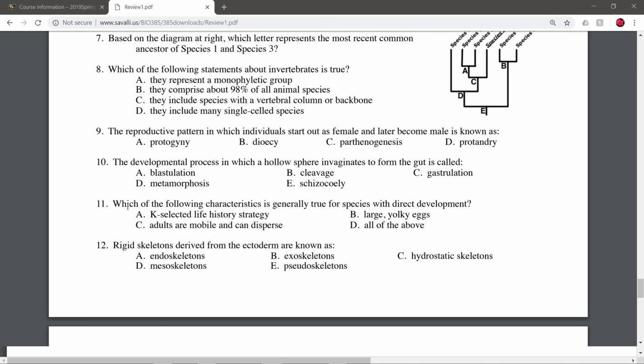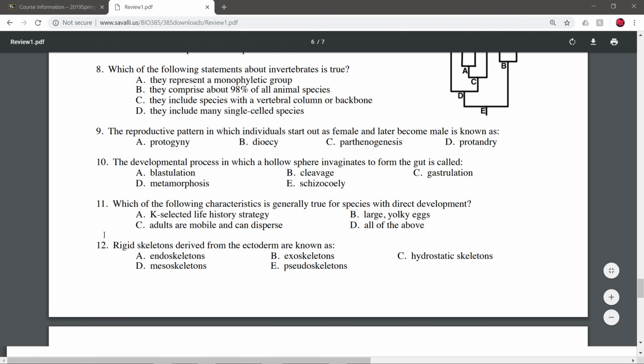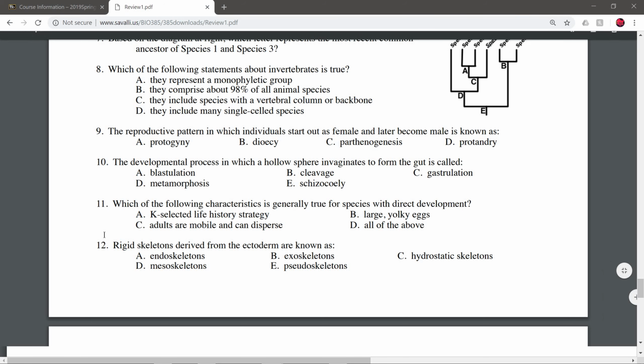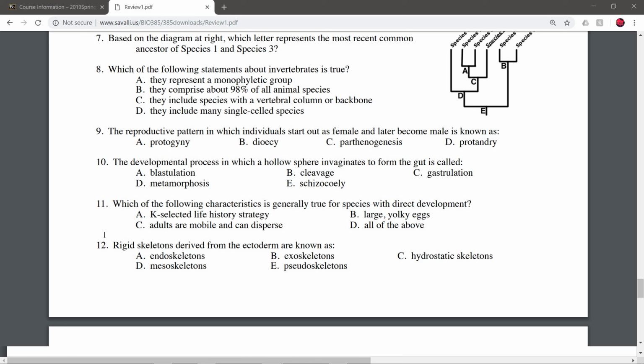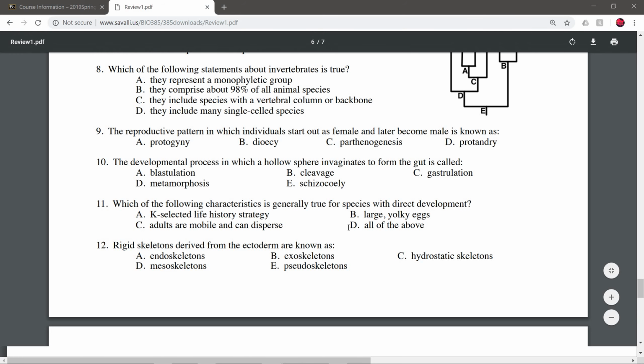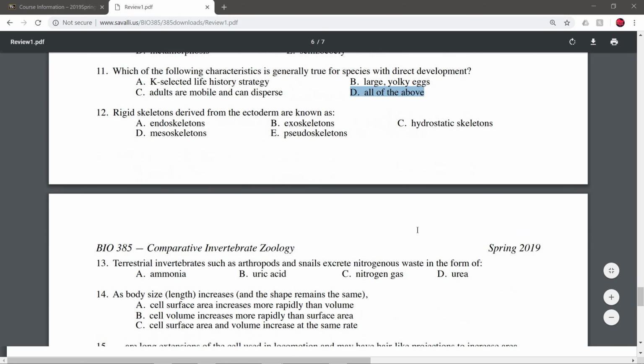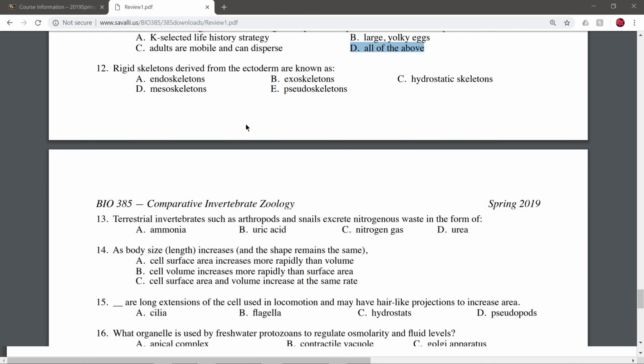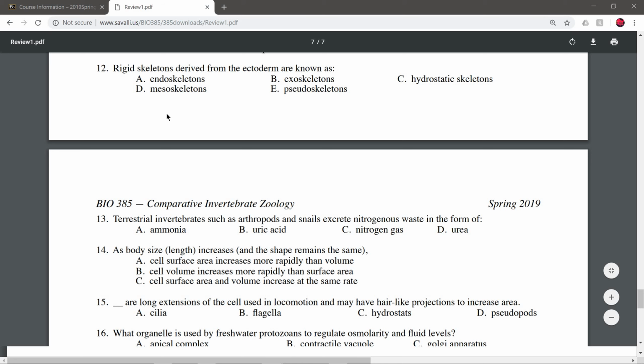Which of the following characteristics is generally true for species with direct development? Let me say A. Let me say B. How many say C? And how many say D? Yes, D is correct.